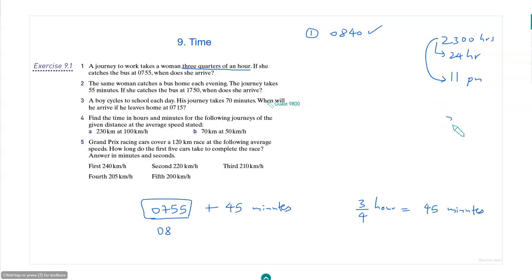So 20:15 will be how much? 8:15 p.m. So you just subtract 12 from the hour part, right? If you subtract 12 from 20, it will be 8. So it is 8:15 p.m. Okay, fine. How about number 2?